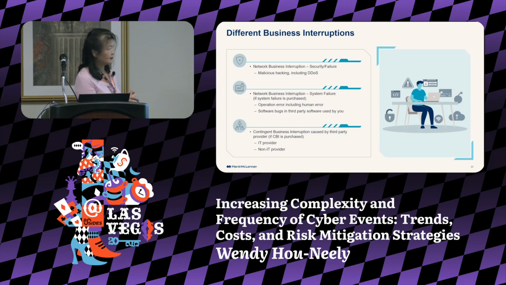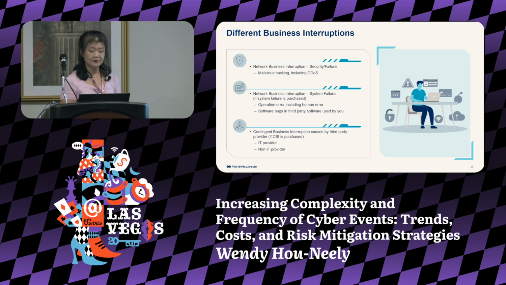And I know I talked about this one before, and I wanted to just give a heads up and talk about the different types of business interruption that people should be aware of. One, everybody knows about the malicious hacking type of business interruption, DDoS and those kinds of things. So that's the first type. It's network interruption and security failure type of interruption.